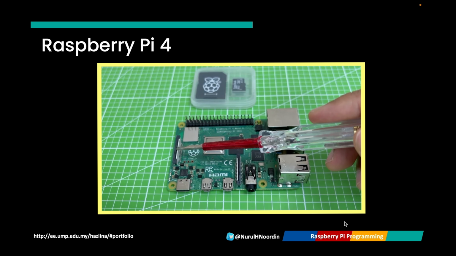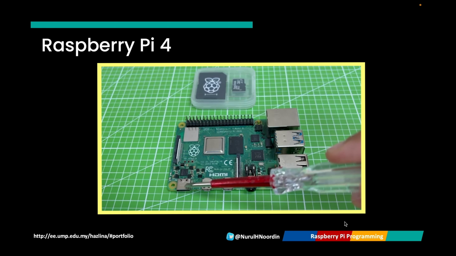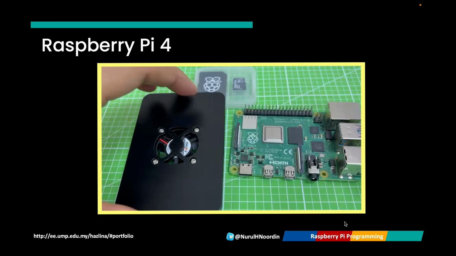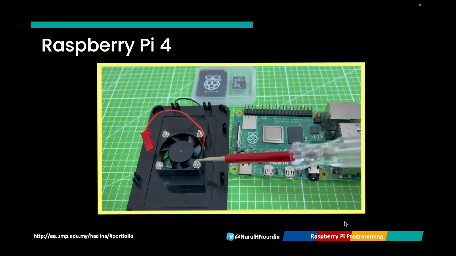The Raspberry Pi 4 requires a USB-C power supply with at least 3 amperes of current to run efficiently. Due to its enhanced processing power, it may require passive or active cooling, such as a heatsink or a fan, for extended use under high workloads.